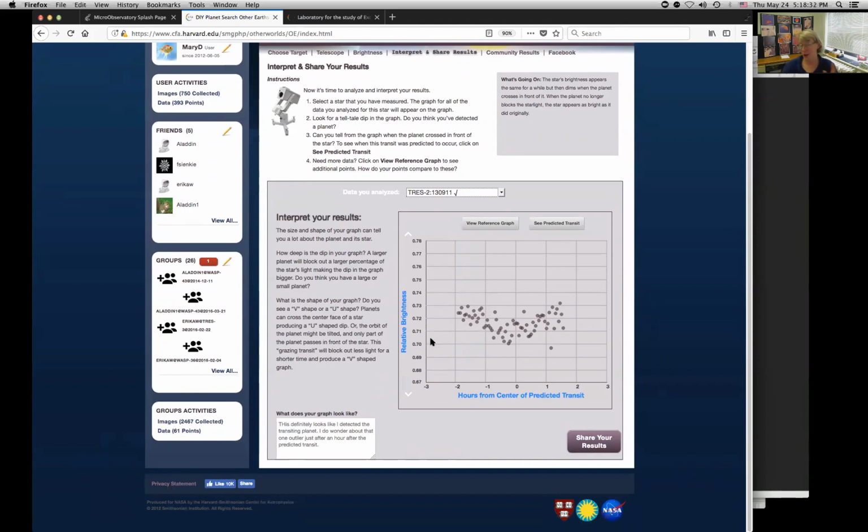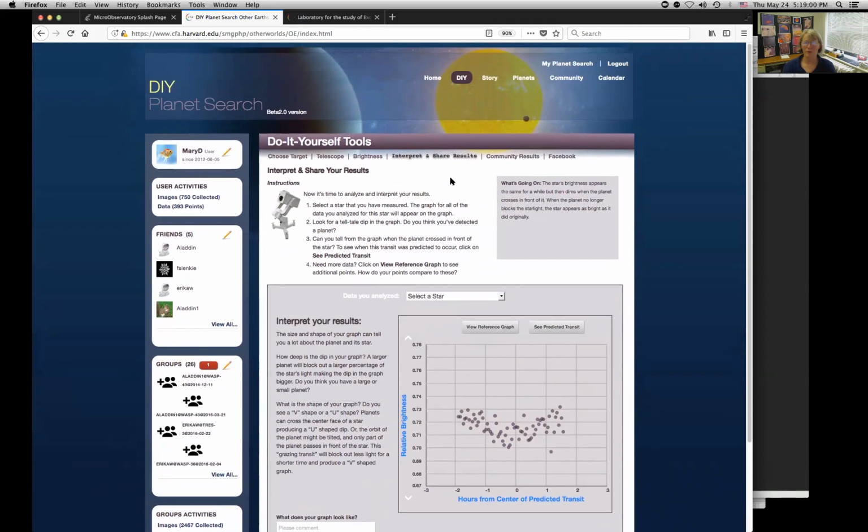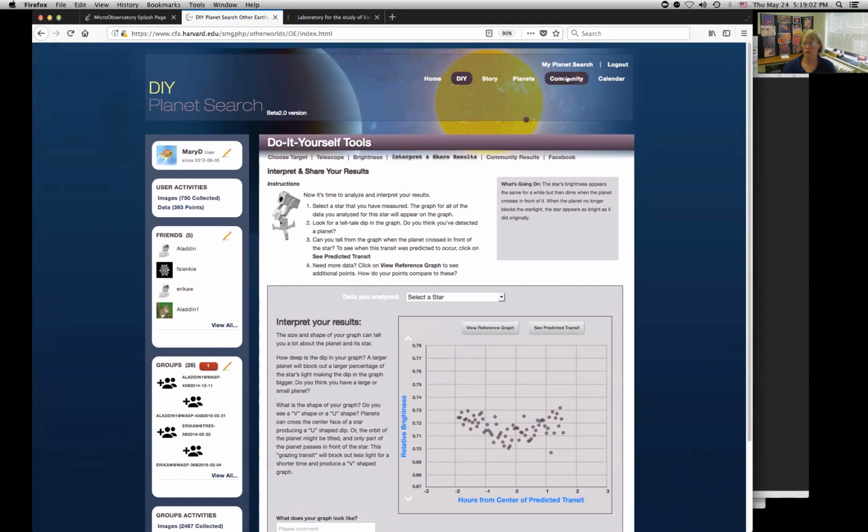In fact, it looks like I already did publish this, because this definitely looks like I detected the transiting planet. In fact, here's a reference graph of other people's measurements. Here's the predicted transit. It does seem as if I've captured that. So when I click on share my results, all right, it's now shared with the public in the community results, and you can reach that from both these.